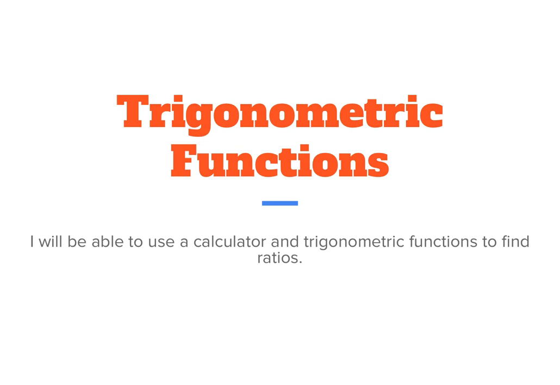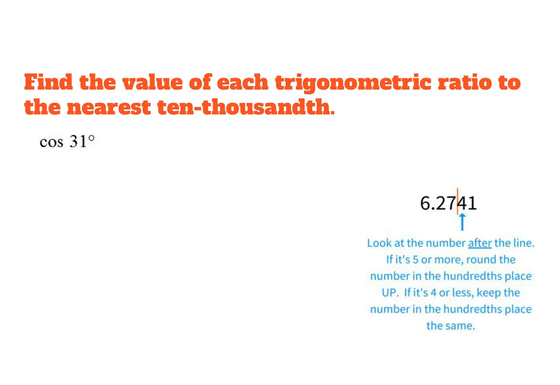Trigonometric functions. After watching this video, I will be able to use a calculator and trigonometric functions to find ratios. In a previous lesson, we were able to find ratios based on an image. We were given a right triangle and we were able to find the hypotenuse or opposite side and create a ratio, which was just a fraction. A decimal is also a ratio.